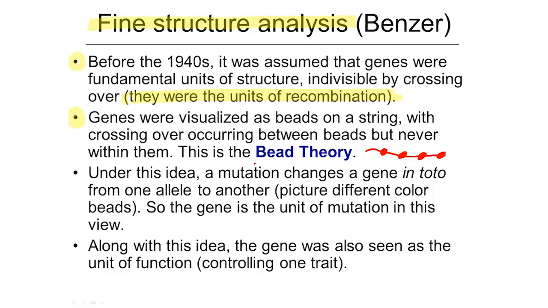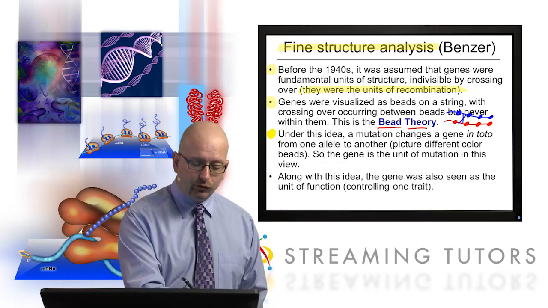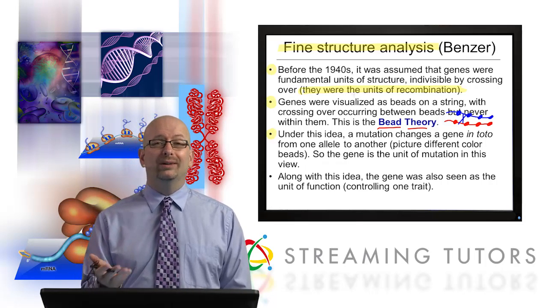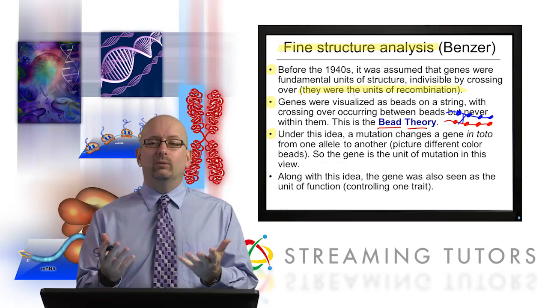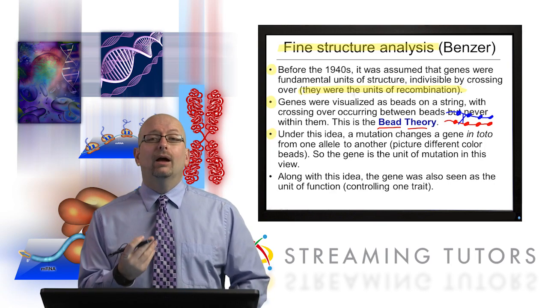So the idea is, and I called it the bead theory here, it's been known by a few names. If this were true, crossing over could occur, like say we had 2 chromosomes here with the genes lining up. The idea was that crossing over could occur between the beads, but never within them. So the bead, which is the gene, is indivisible by crossing over. Following this to its logical conclusion, and this was believed, a mutation changes a gene in toto. It's a Latin term that just means completely, 100%. It's not a little change. It's one way or the other way, from one allele to another.